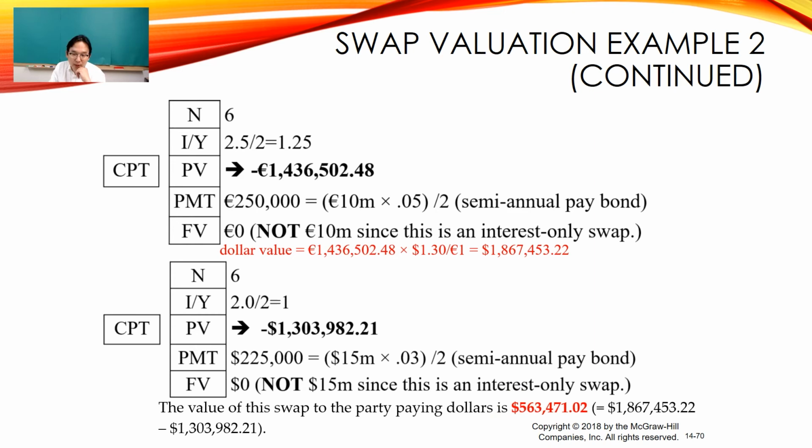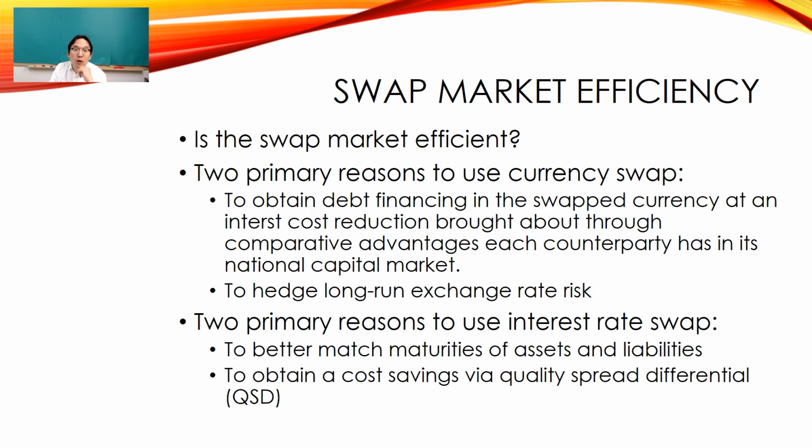$563,000, okay, worth. Now, swap market efficiency, right? The contract is worth $560,000 at the end, right? The swap market efficiency: is the swap market efficient?